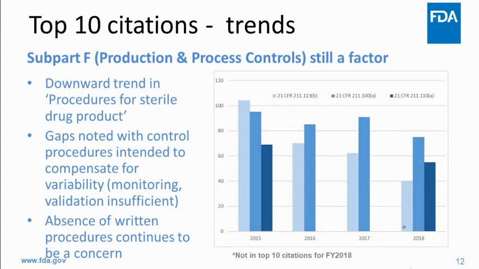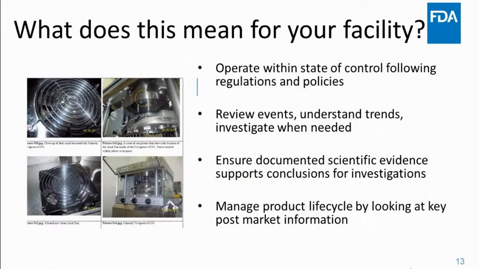And lastly, as I mentioned earlier, the absence of written procedures to support manufacturing operations and process controls are still noted to be a gap. So overall, what does this mean for your facility? I would emphasize, from my perspective, that we do live in a dynamic world where changes are frequent. So really, it becomes very imperative that we have systems, controls, and procedural oversight to ensure that our facilities, or your facilities, remain within a state of control and are operating within required regulations.